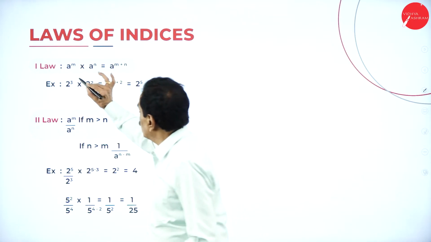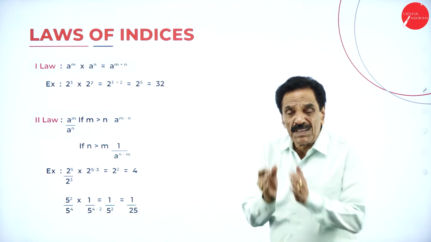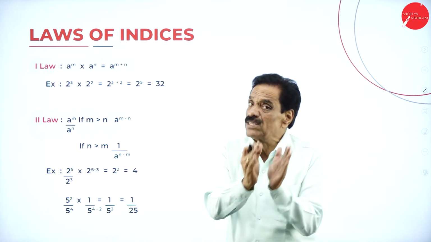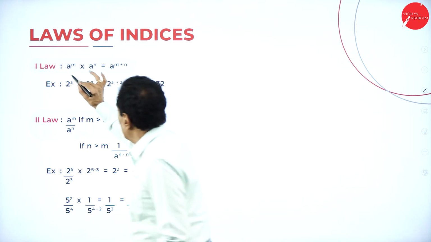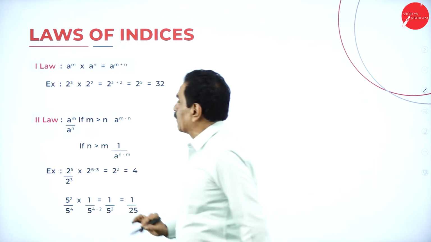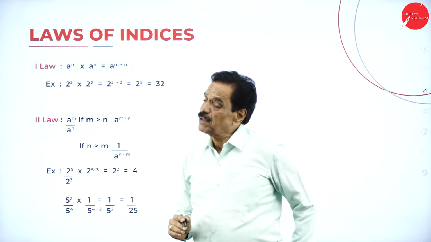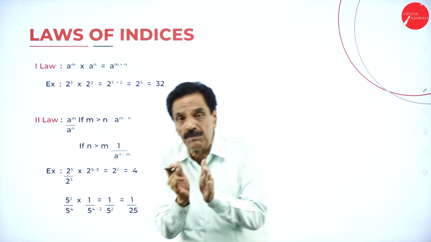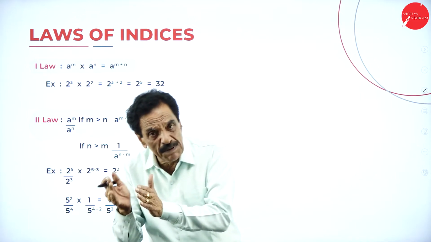First law, a to the power of m into a to the power of n is a to the power of m plus n. When the base is common, exponent can be added. If a is there, a to the power of m, a to the power of n. By chance, instead of a to the power of n, if you have b to the power of n, that belongs to a different base and cannot be added. So it should belong to the same category, that means a, b, c, d.